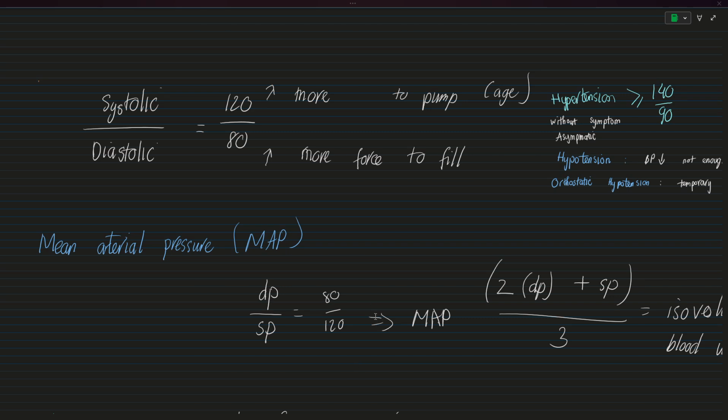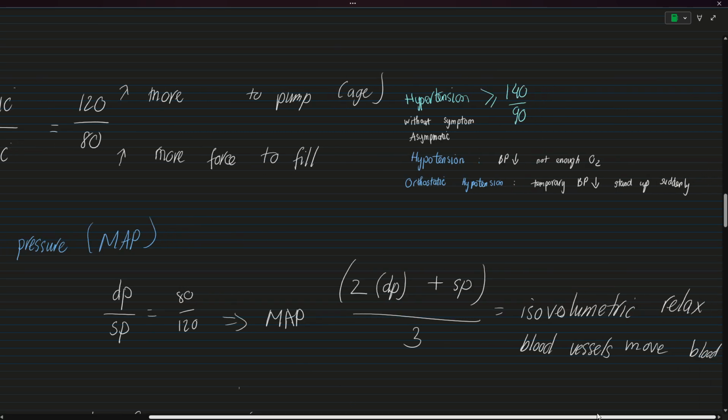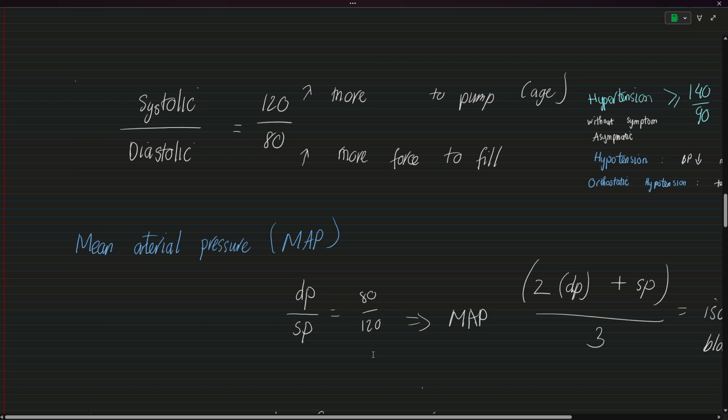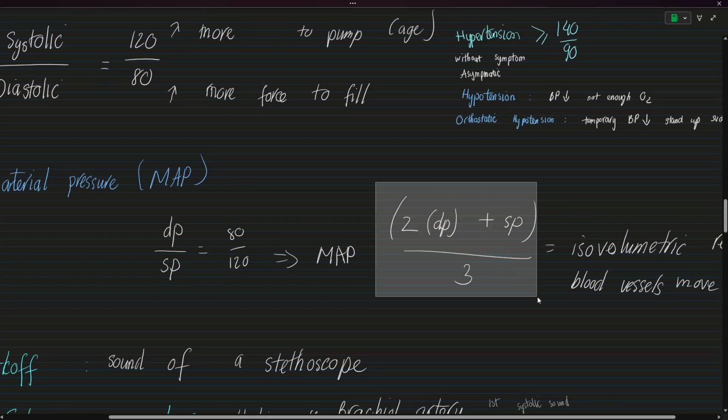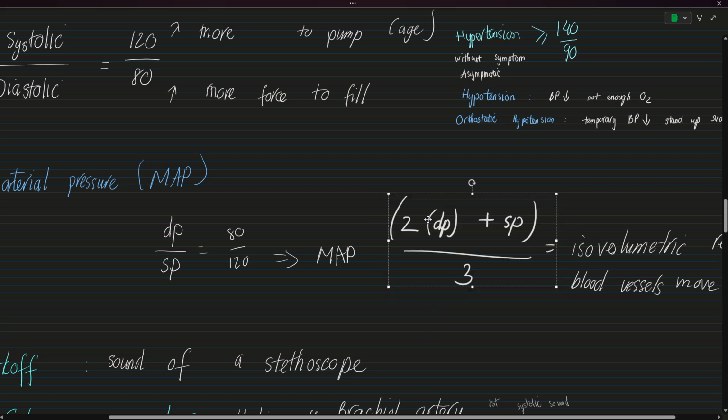The mean arterial pressure is the pressure during isovolumetric relaxation, when the heart is not pumping any blood and the blood just moves by itself in the systemic system. To find the MAP, the mean arterial pressure, the formula is right here: diastolic pressure multiplied by 2, plus systolic pressure, all divided by 3.